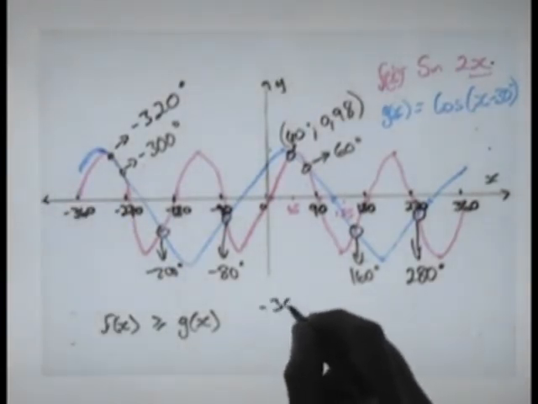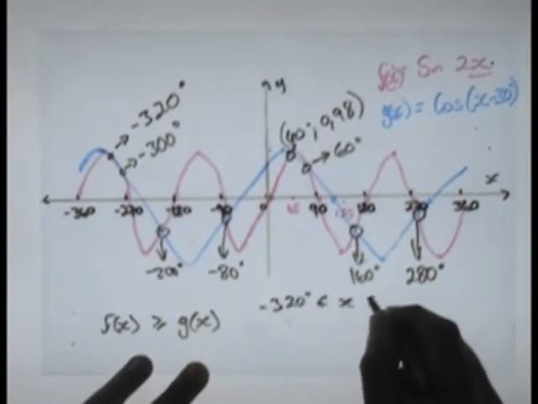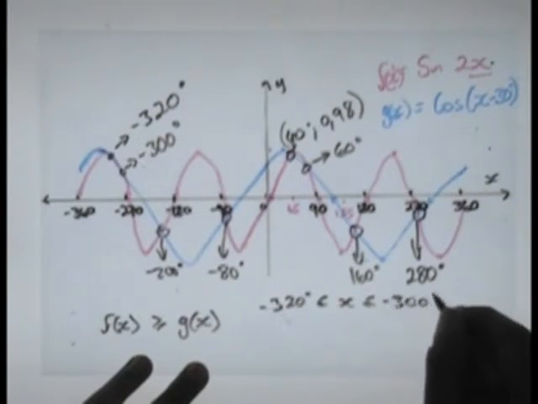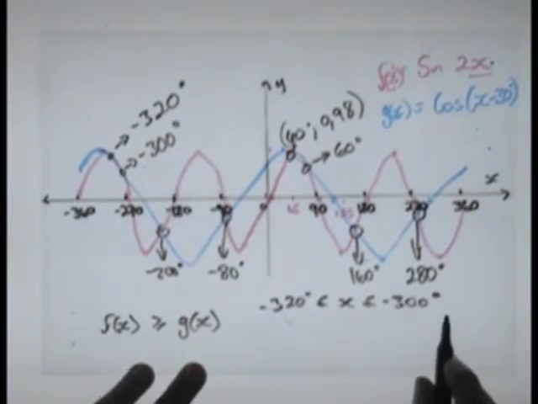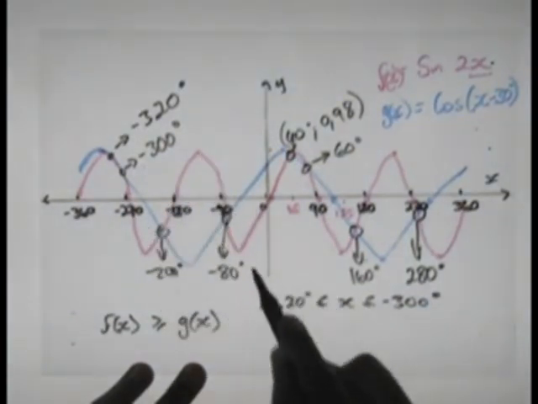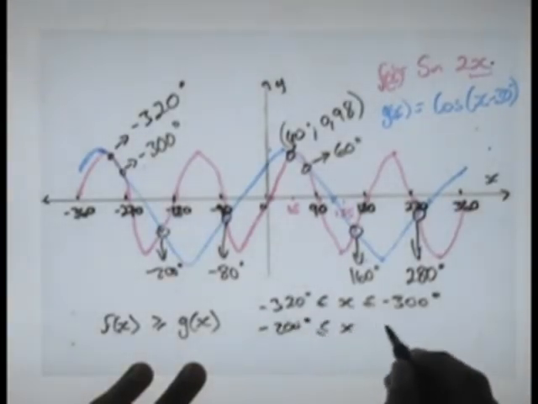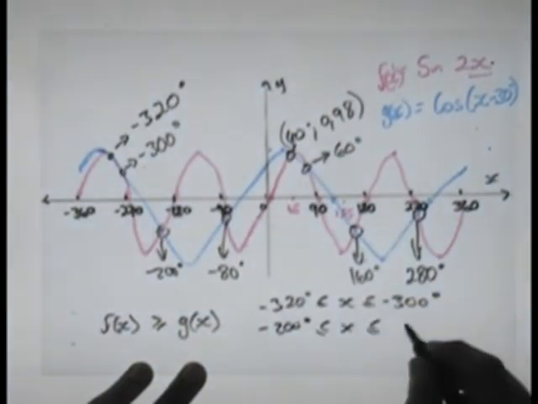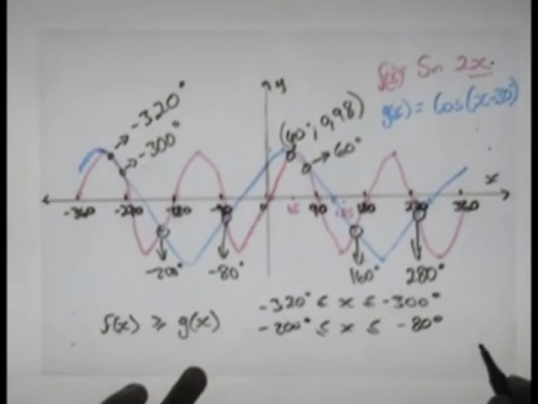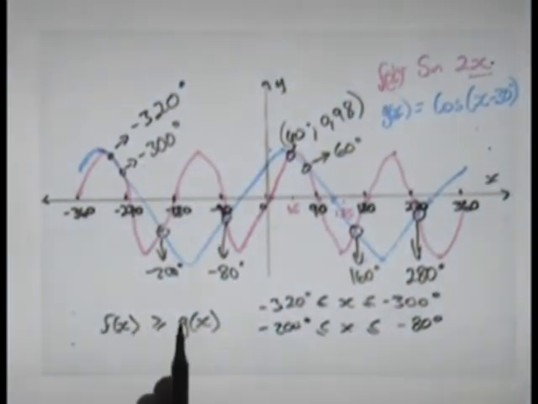So that's from -320 degrees all the way up until -300 degrees. And then from there to there, again, the red graph is above the blue graph. So that's from -200 degrees, x is greater than or equal to -200 but less than or equal to -80 degrees. We're using less than or equal to and greater than or equal to because we're asking when is f of x greater than or equal to g of x.